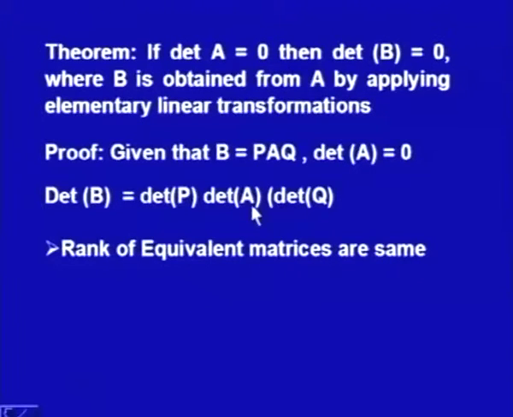So, if determinant A is equal to 0, then after applying a linear transformation determinant B is also 0. If it is non-zero, then this will also be non-zero. So, the ranks of equivalent matrices are the same. Further, the rank of A and the rank of its transpose are equal, because the determinant will not be affected by taking the transpose. So, if the determinant is not 0, then the determinant of A transpose will also be not 0, and that is why rank of A is equal to rank of A transpose.